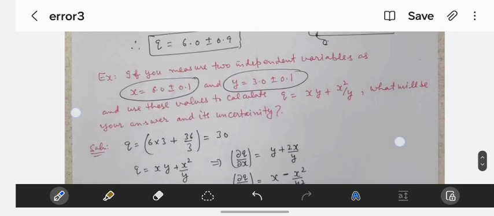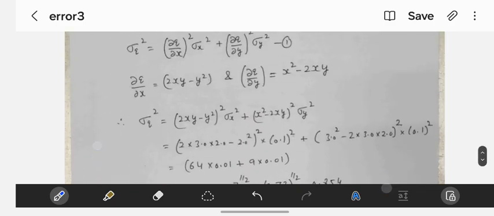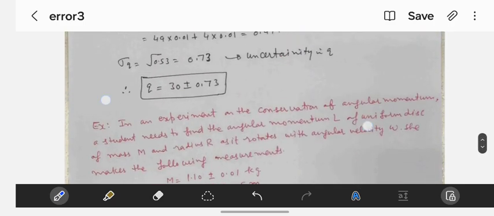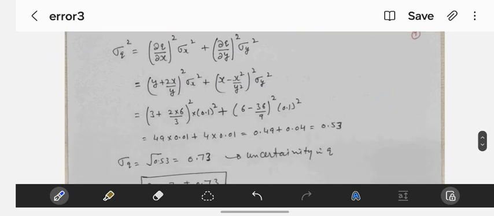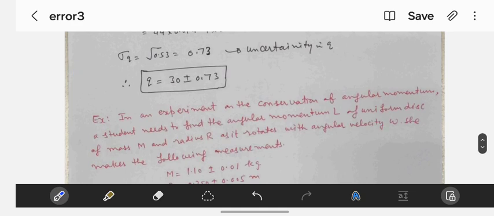Now there is this question. x and y are given, Q is equal to this. What will your answer be for the uncertainty? Follow the same procedure, and then this page comes into play. This is the page, and just the same procedure.